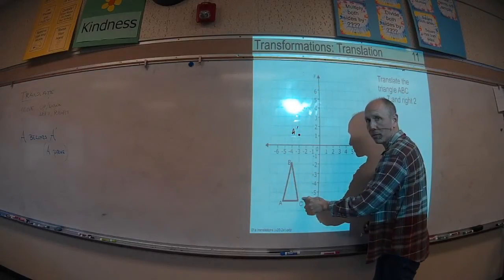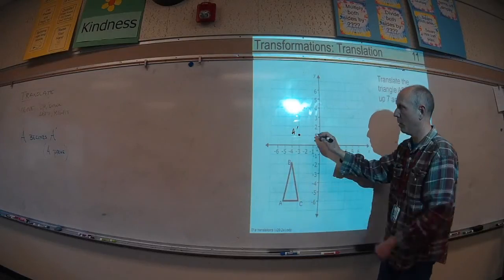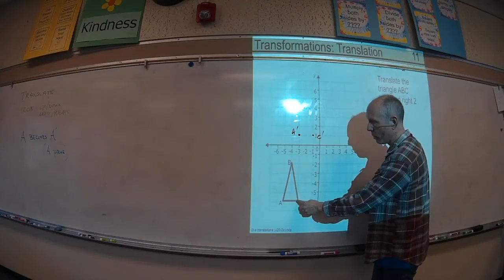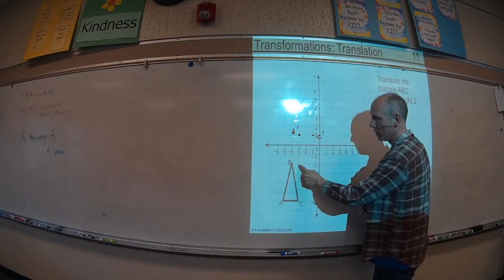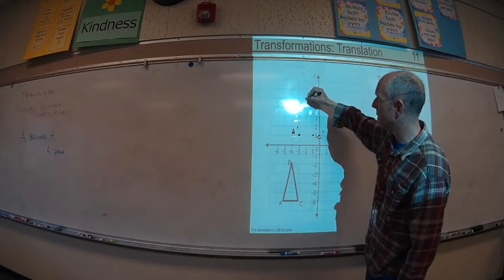the figure off of that point. So I know it's here. So how far over do you want me to go? 2. 1, 2. Boom. What point is that? B prime. C prime. And then I need to go up. Count with me. 1, 2, 3, 4, 1. Good. 1, 2, 3, 4, 1. And what's the name of that point?